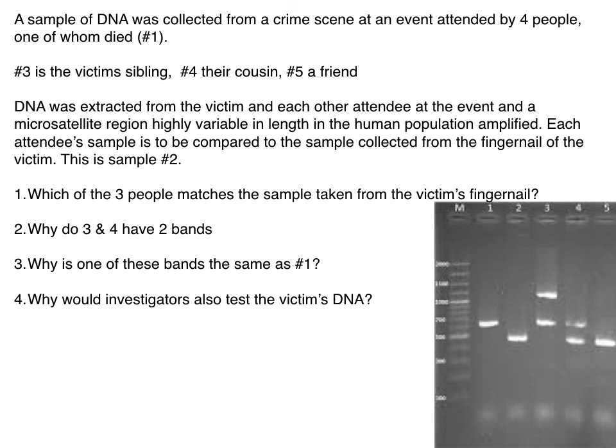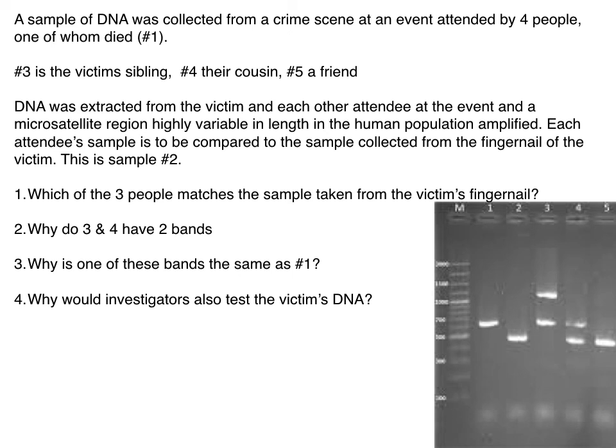Now here, I've posed a question to you that illustrates the utility of looking at these regions of the genome that have these repetitive elements. In this case, these repetitive elements are called microsatellites, and I encourage you to consult the text where it describes to you the structure of microsatellites. And in this, we're going to consider a hypothetical crime scene where DNA was collected, okay? So there were 4 people at an event, one of which died under suspicious circumstances. So individual number 1 is dead. Their DNA was run in well number 1.